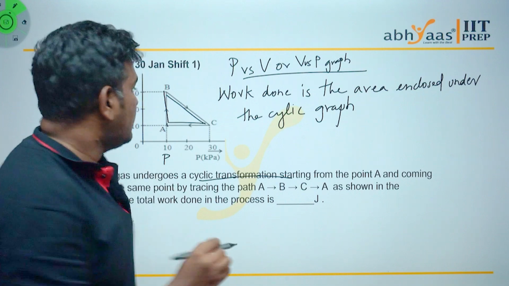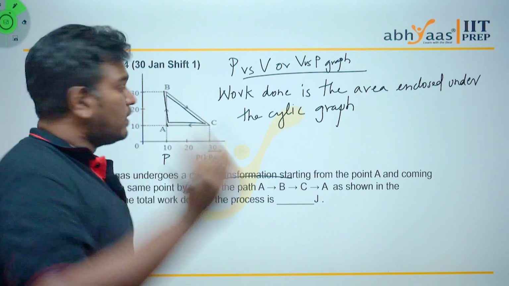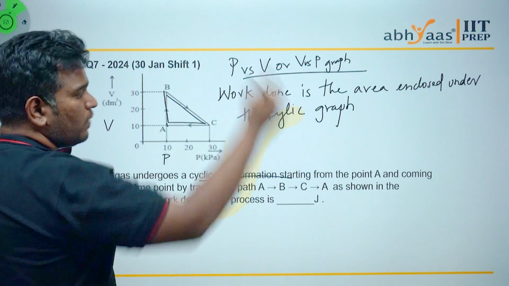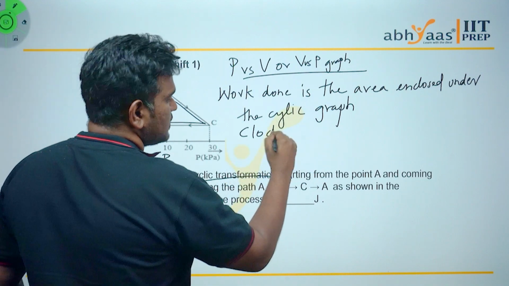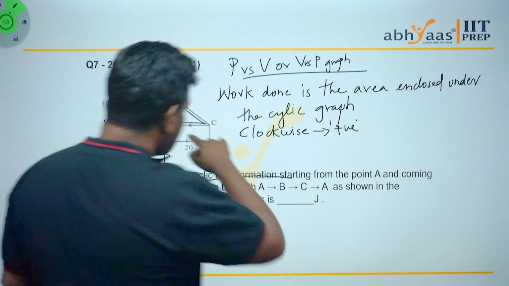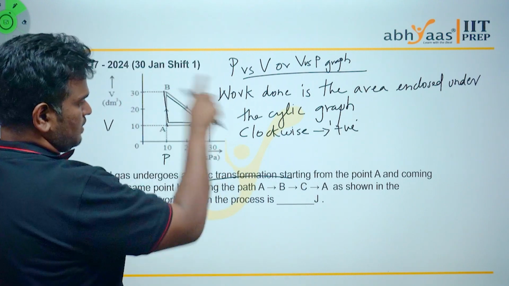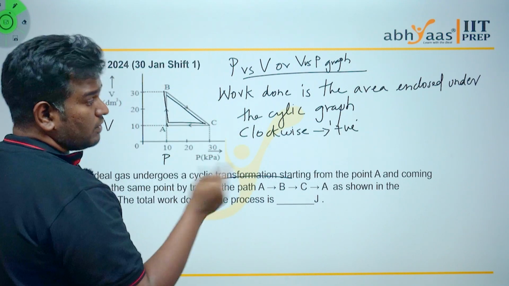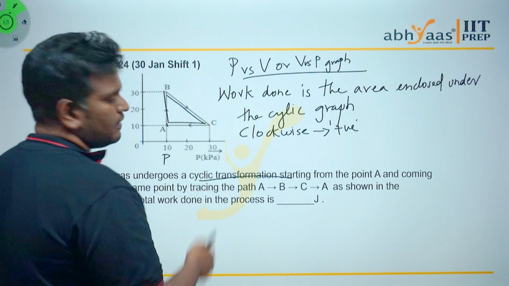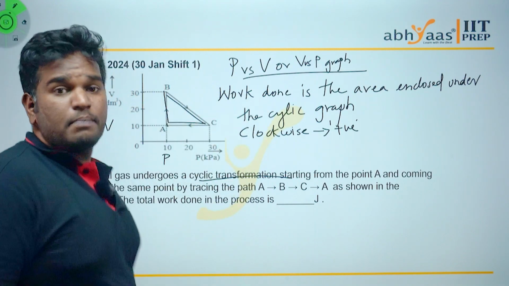And again, if the cyclic work done is clockwise, you know that it is going in the clockwise direction. If it is clockwise, the work done will be positive. That means if this cyclic graph is clockwise, the work will be positive. If it was anti-clockwise, the work done will be negative. So here we will be getting a positive work.